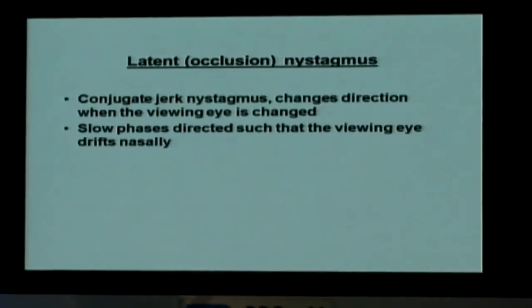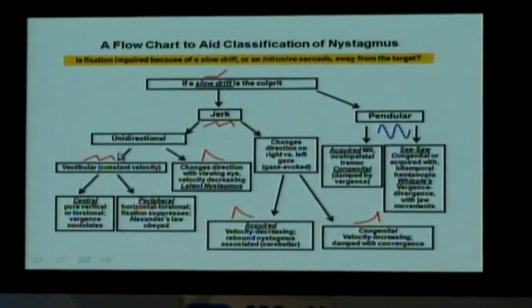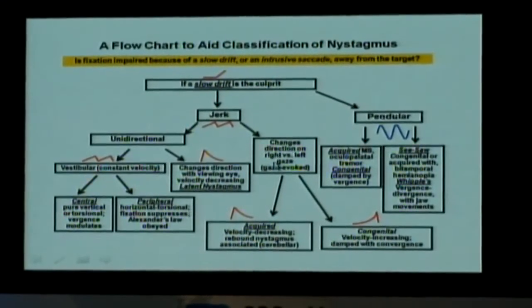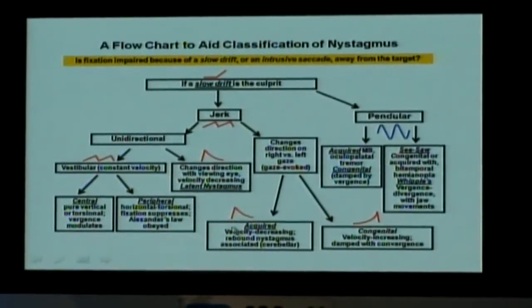I think I'll move on and just finish with one or two more. Well, here's our flow chart again, just to remind you. Jerk nystagmus, pendular nystagmus, unidirectional vestibular, if it changes direction on right or left gaze, gaze evoked, that's acquired often, and central cerebellar. And remember, if it's pendular, we tend to see it in MS or in ocular palatal tremor, and then we saw a funny example of seesaw nystagmus.